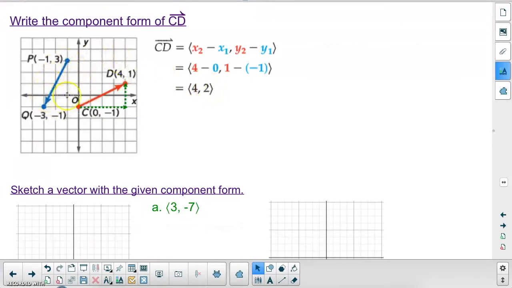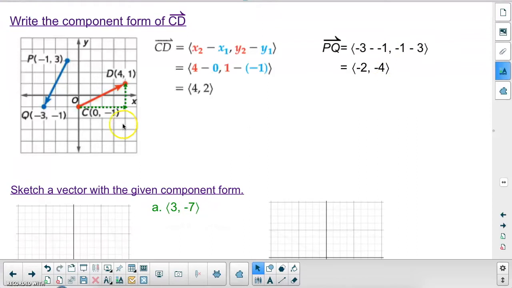Now let's take a look at PQ. Using the formula, we'll have -3 minus -1 because our terminal point is Q and our initial point is P. And we'll have -1 minus 3. -3 minus -1 gives me a -2. -1 minus 3 is a -4.